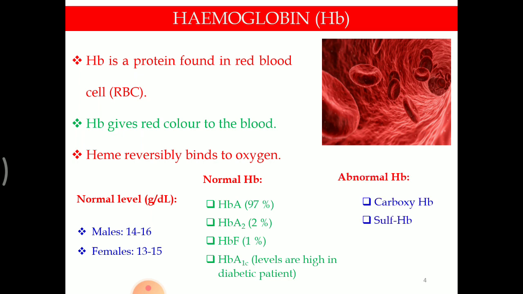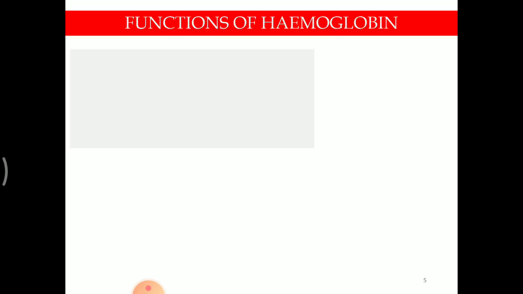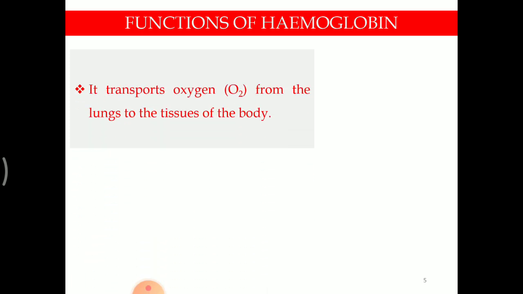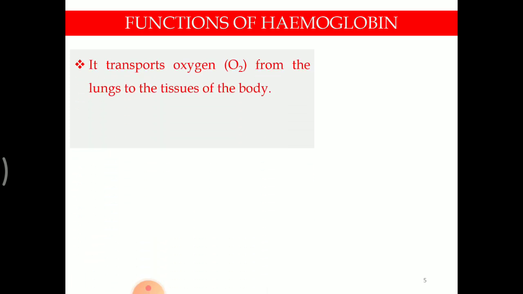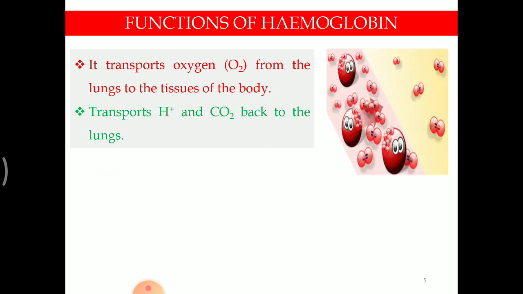The abnormal hemoglobin: if carbon monoxide binds with hemoglobin, it is called carboxyhemoglobin and the condition will be very pathetic. The functions of hemoglobin: it transports oxygen from the lungs to the tissues of the body. It also transports H+ and carbon dioxide back to the lungs.